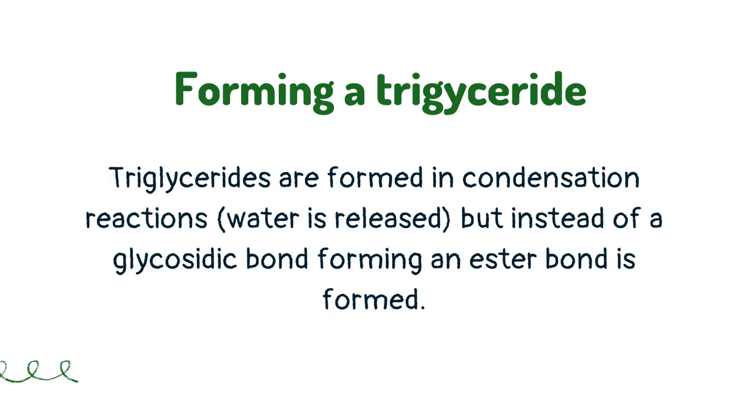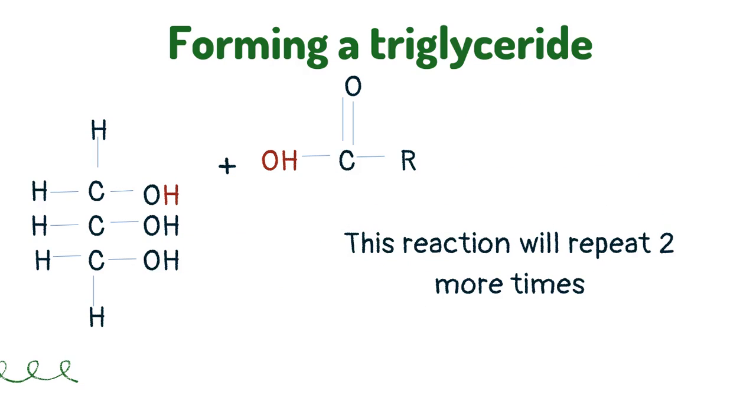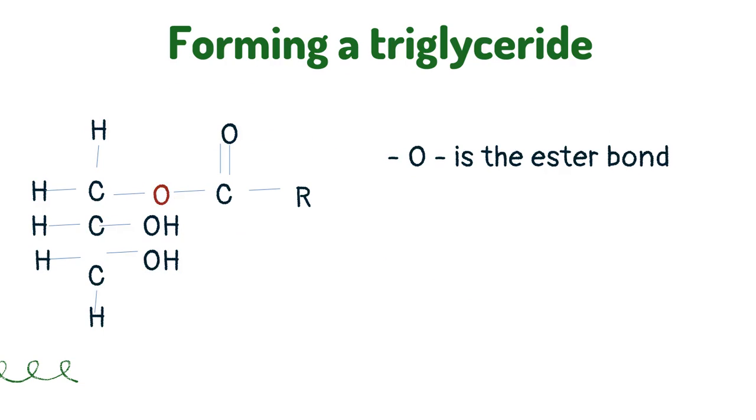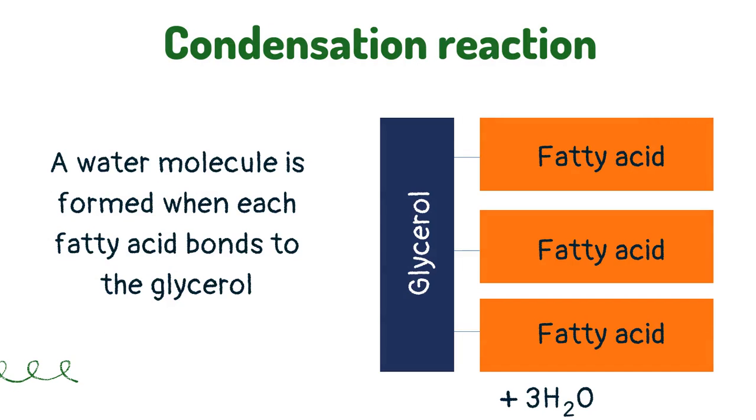Triglycerides are formed in condensation reactions, but instead of a glycosidic bond forming, an ester bond is formed. This reaction will repeat 2 more times. The ester bond forms between the oxygen on the glycerol and the carbon on the fatty acid. A water molecule is formed when each fatty acid bonds to the glycerol.